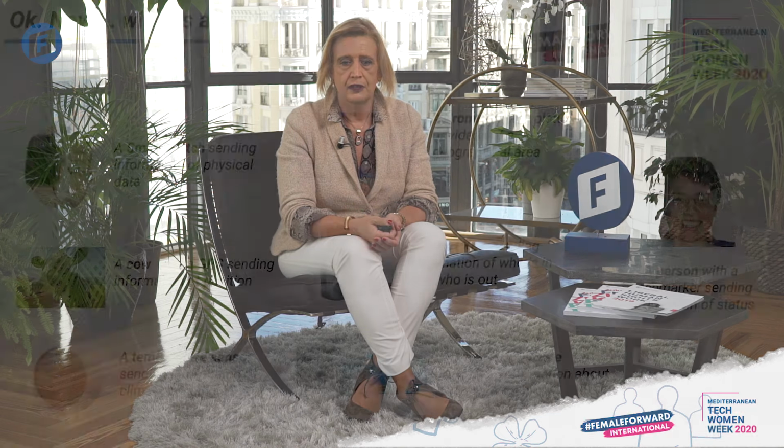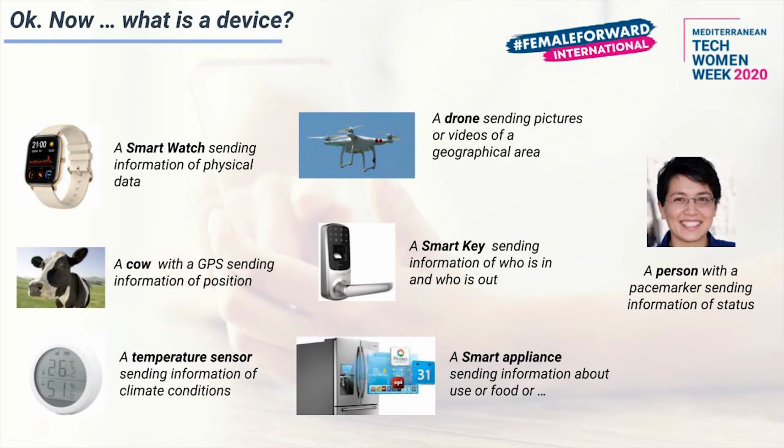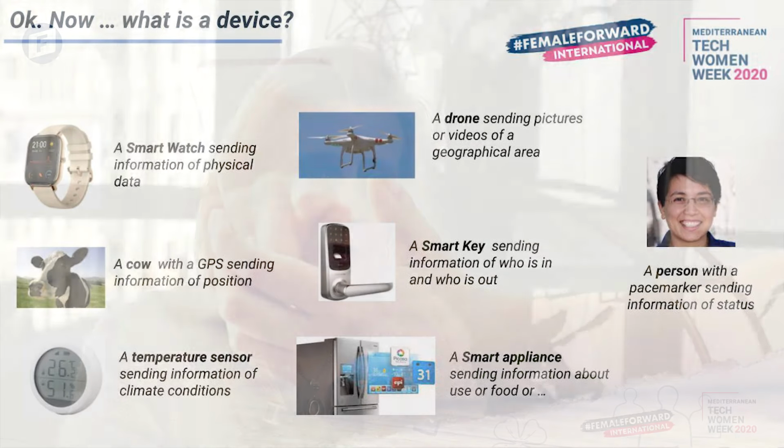A smart key is a device. The smart key in a house, in a door, is able to send us information about who is going in, who is going out. A drone is a device. You know, the drones are able to send us information and pictures about the geographical area that they are covering.